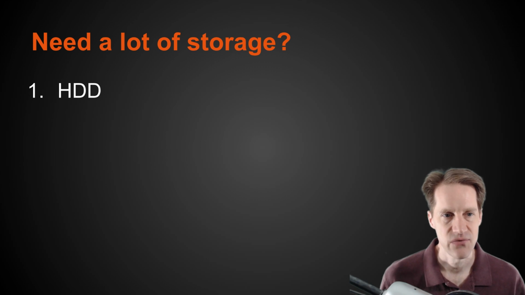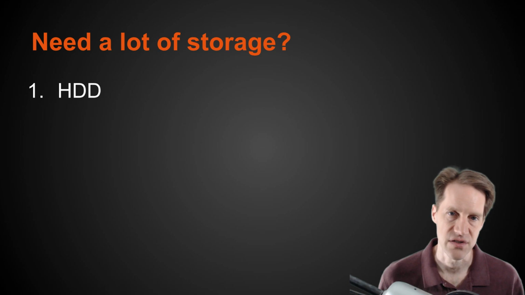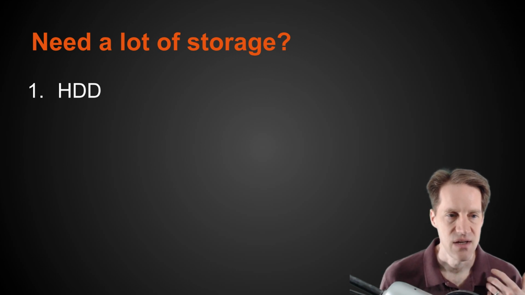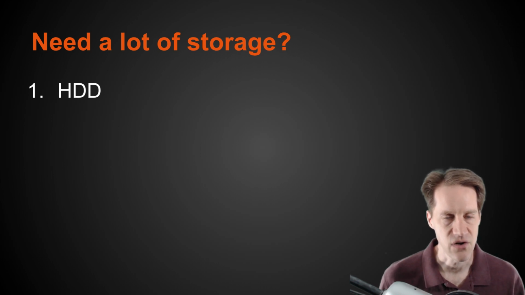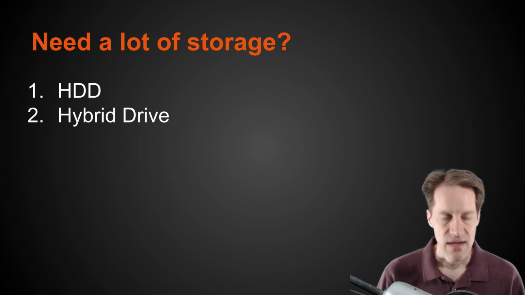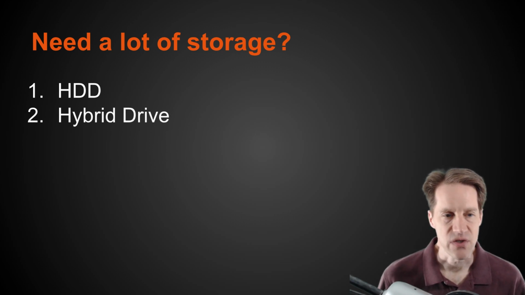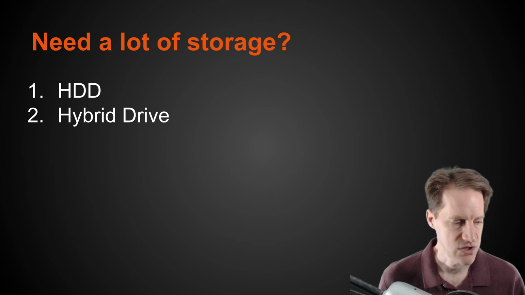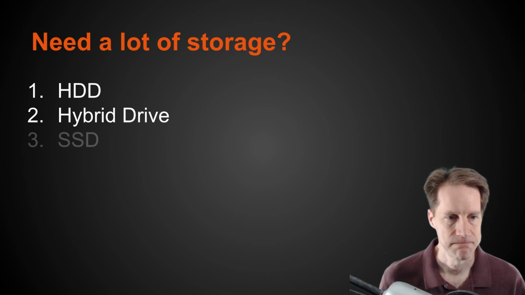The number one choice if you need a lot of storage for your files is basically a hard disk drive. That's generally going to give you the most bang for your buck, and you can generally find really large sizes to store what you need economically. The next one down, if you want a little bit more speed, is to consider a hybrid drive. Again, this mixes SSD and hard disk drive technology to give you a little bit more performance, but still give you a relatively large area to store information.